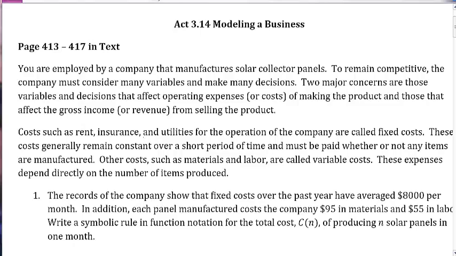Costs such as rent, insurance, and utilities for the operation of the company are called fixed costs. These costs generally remain constant over a short period of time and must be paid whether or not any items are manufactured. Other costs, such as materials and labor, are called variable costs. These expenses depend directly on the number of items produced.